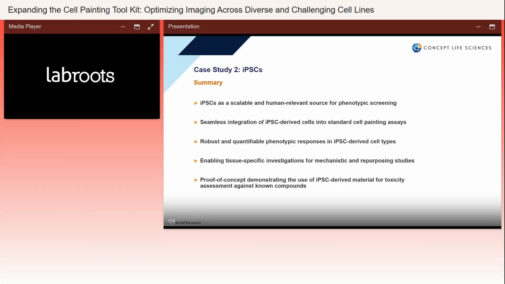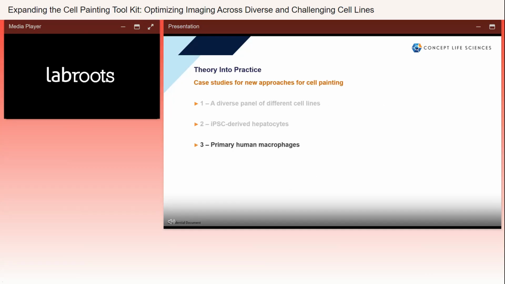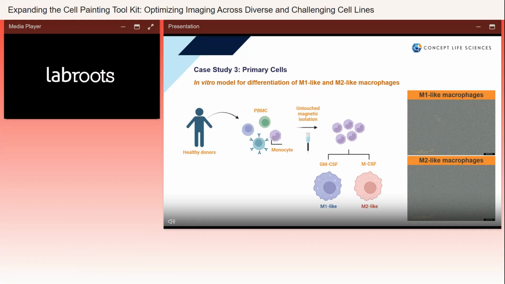Now, primary material is always going to be held up as the most useful gold standard for any sort of investigative experiment. Again, the question is whether the cells themselves will be suitable to the cell painting procedure in order to give further tools to perform our analysis. At Concept, we have a well-defined in vitro model that establishes functionally polarized macrophages resembling pro-inflammatory and anti-inflammatory states, enabling the study of macrophage-driven phenotypes and drug responses.